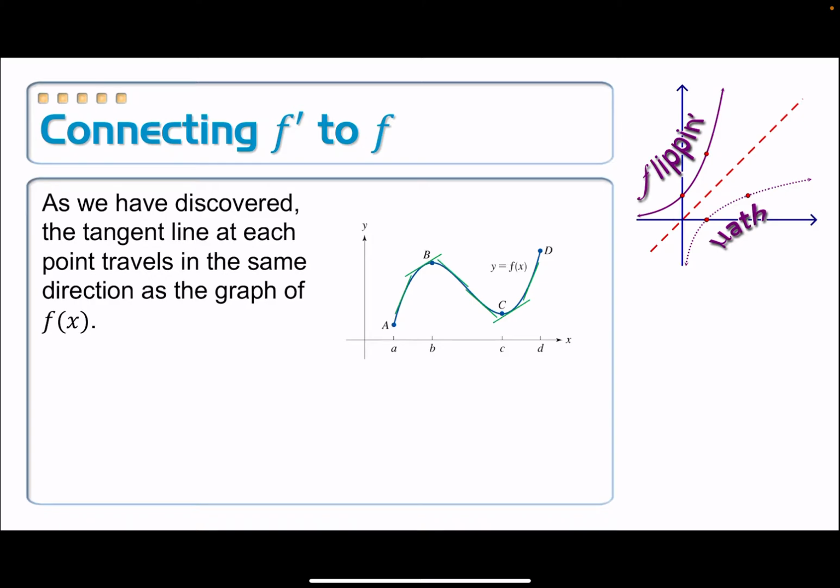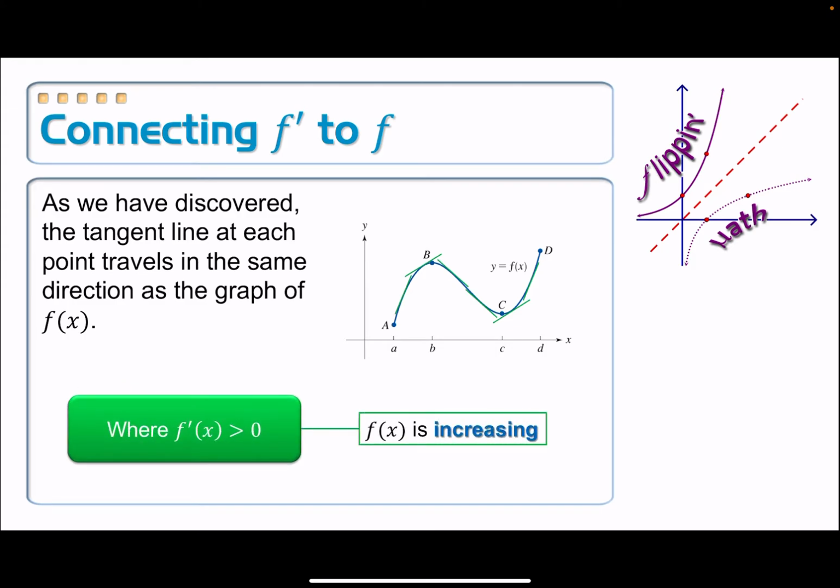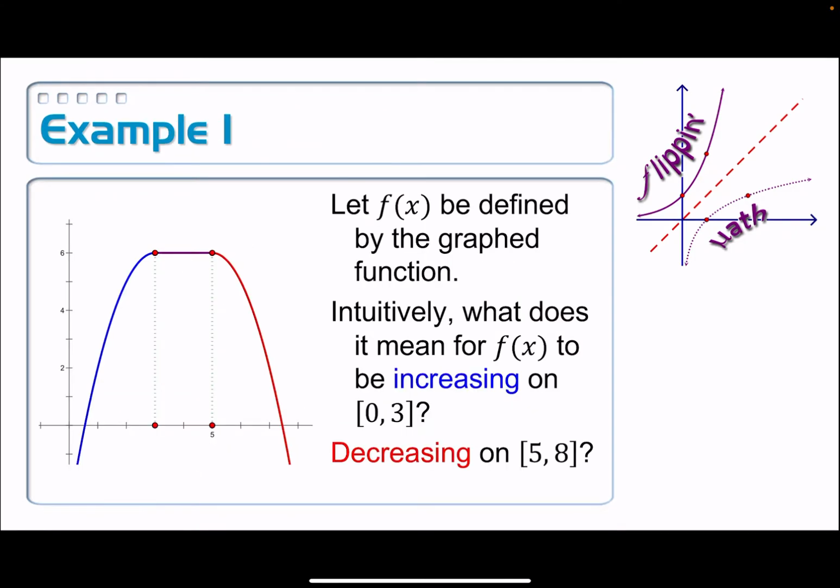So if your tangent line's going upwards, then so is your original function. If your tangent line, which is measured by the derivative, is positive, then your function must be increasing over whatever interval we're talking about. Now, this is not the definition of where your function is increasing. As a matter of fact, increasing and decreasing are algebraic definitions. So let's take a look at those and see if we can make sense of where a function is increasing or decreasing without calculus.